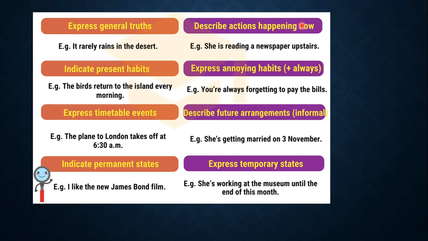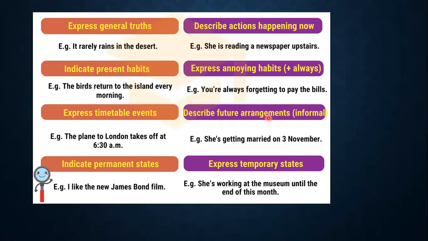Describe actions happening now. Como habíamos mencionado, describe acciones que están sucediendo en este preciso momento. Express annoying habits, que expresa hábitos molestos. Casi siempre va a ser always, más la palabra always, ¿verdad? Plus the word always. For example, you are always forgetting to pay the bills. Usted siempre está olvidando pagar los bills.